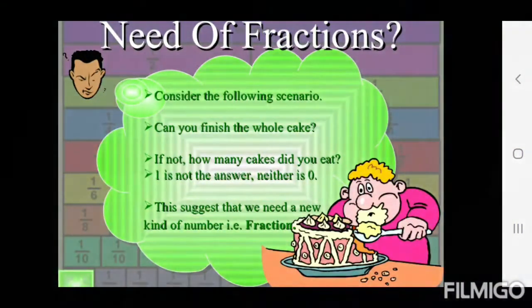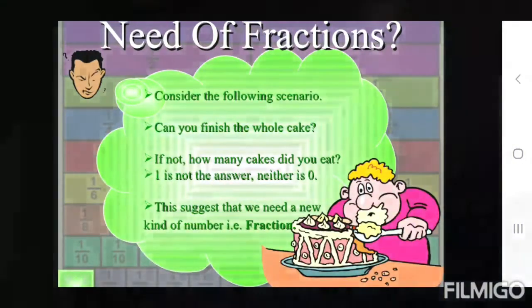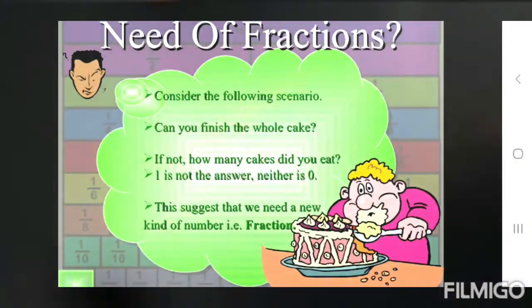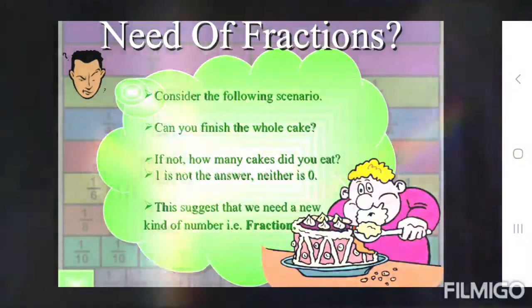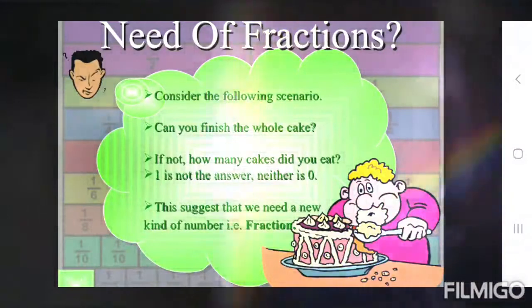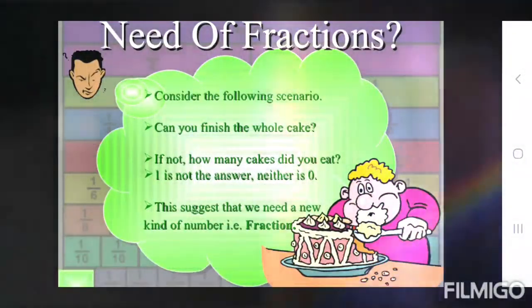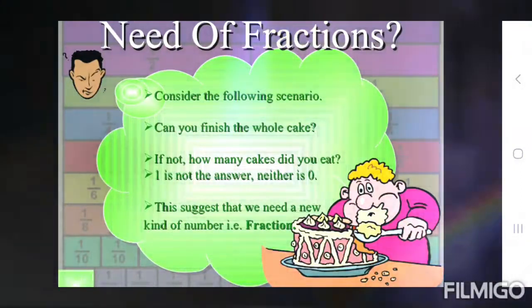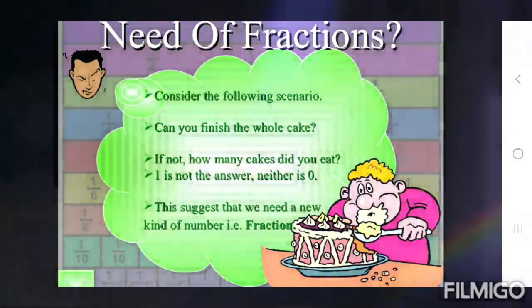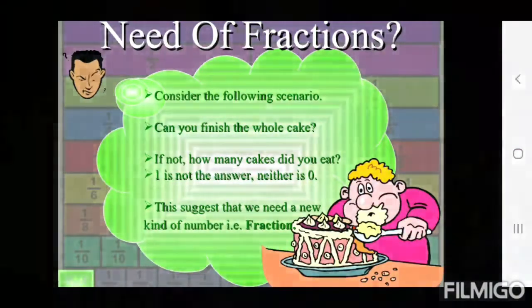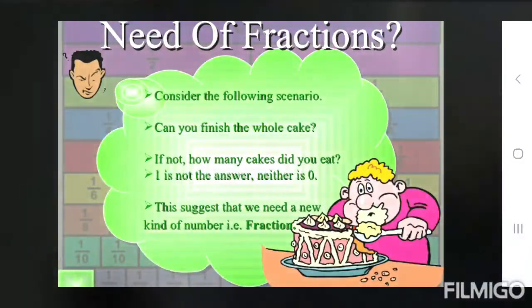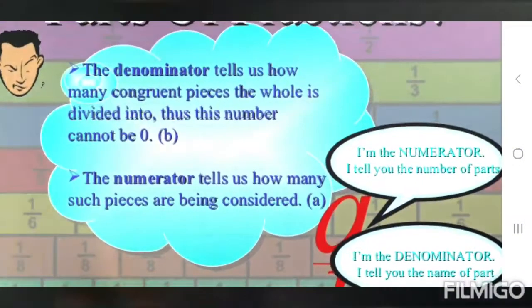So this suggests that we need a new kind of number, that is fractions, where we are not able to completely eat the object given to us, and if we are eating it in parts, we cannot say that I have eaten 0 because we have taken some pieces, but we can also not say that I have eaten the whole one, pura kha liya maine. So there comes the need of a new type of numbers. These new type of numbers are known as fractions.